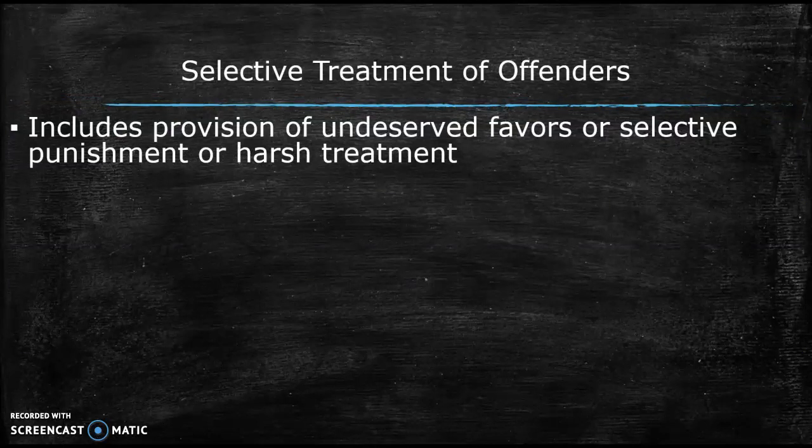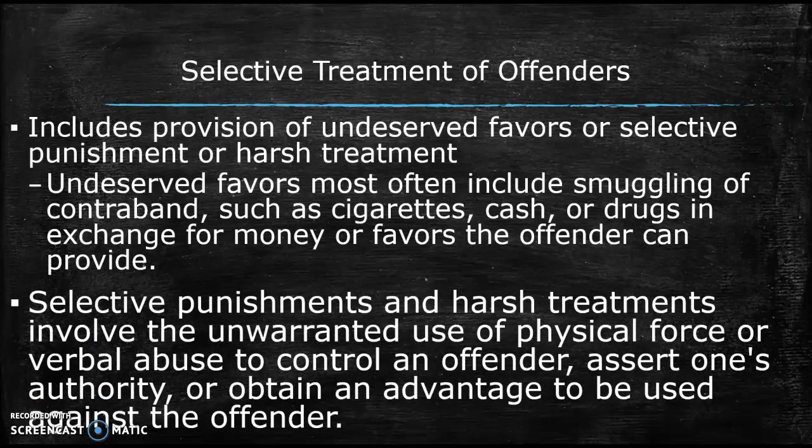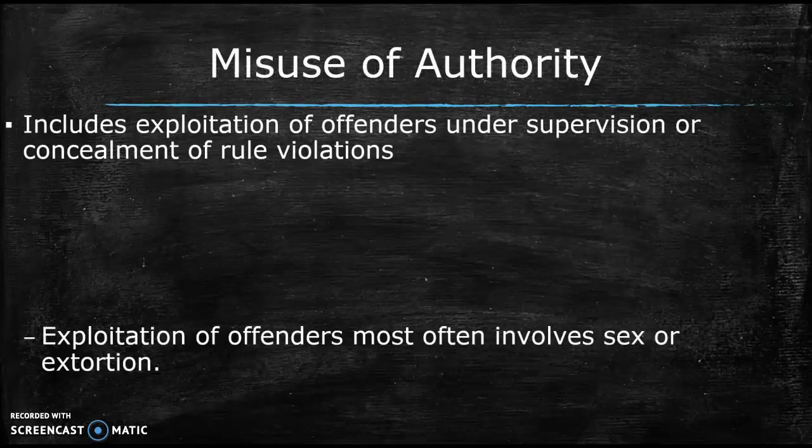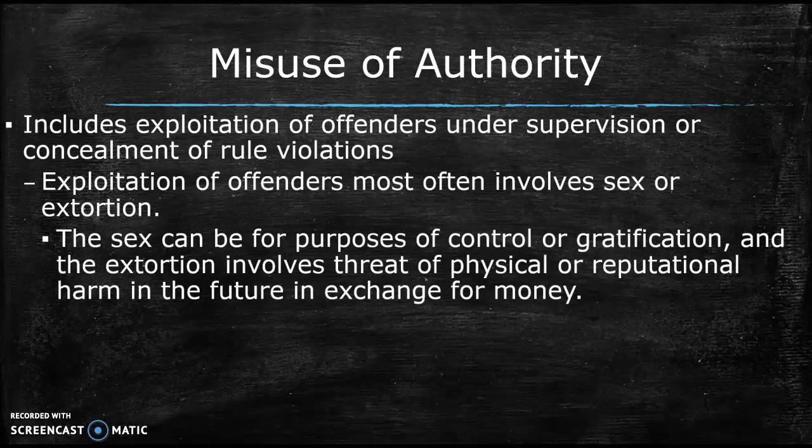And so selective treatment, again, undeserved favors, we talked about that. It includes smuggling contraband, cigarettes, cash, drugs in exchange for money or favors the offender can provide. There's a whole range of things there. And again, with selective punishment, unwarranted use of force or verbal abuse is used to control an offender, assert one's authority, or obtain an advantage to be used against the offender. So you can't use this to get a leg up or gain something for yourself. Misuse of authority most often involves sex or extortion, for purposes of control or gratification.